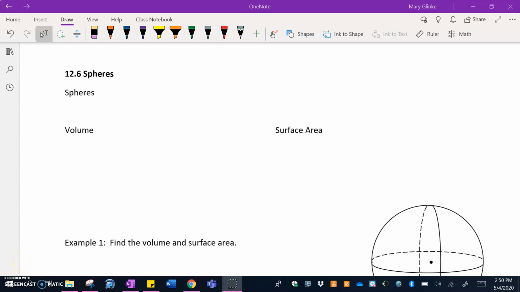Hello, today we're going to be working on finding the volume and surface area of spheres. Now, a sphere is the set of all points that are equidistant from a given point, the center of the sphere. Basically, a ball. Okay, so that's what a sphere is.